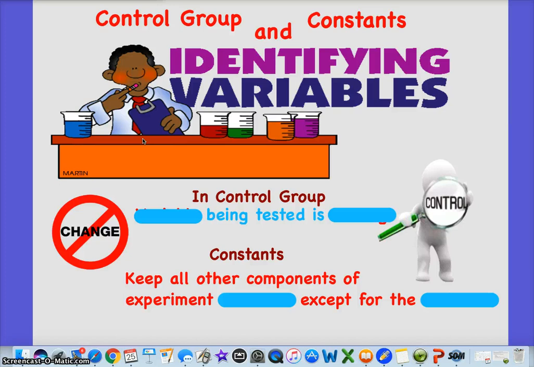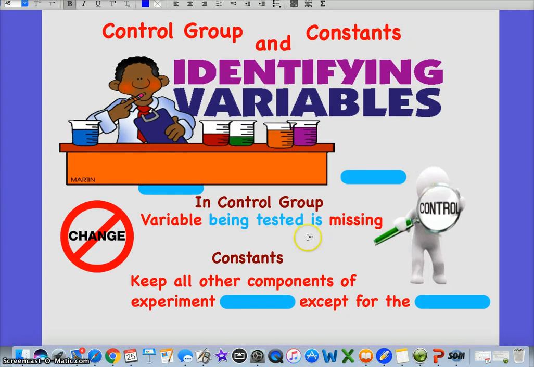What do we call that change that we manipulate? What do we call the change that we manipulate? Independent variable. So in the control group, the variable being tested is missing. And the variable that we test is called the independent variable. So the independent variable is missing.